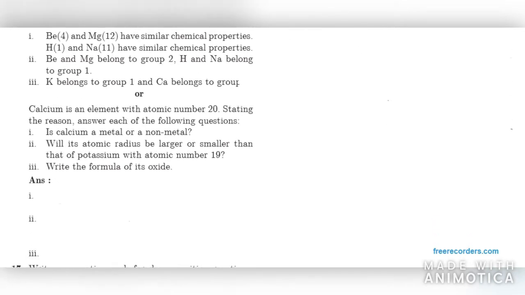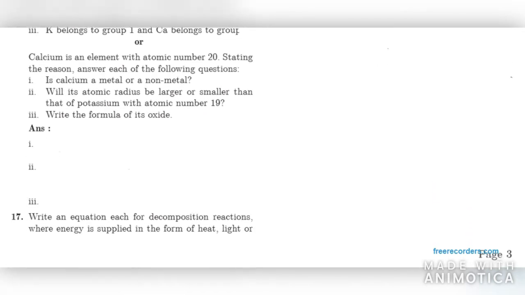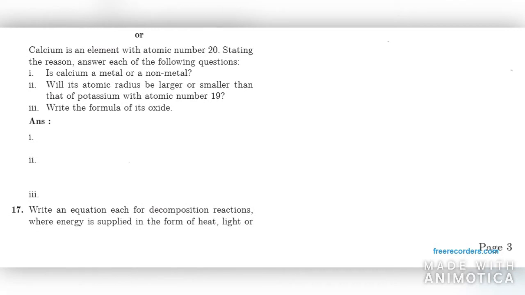Now the second part, in this you have calcium, having atomic number 20. Stating the reason, answer each of the following questions. Is calcium a metal or non-metal? Calcium is a metal because it can lose electrons to form cations. So it can actually form Ca2 plus because it has 2 extra electrons in it.